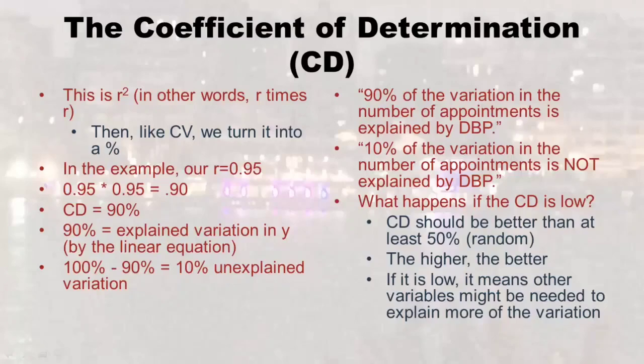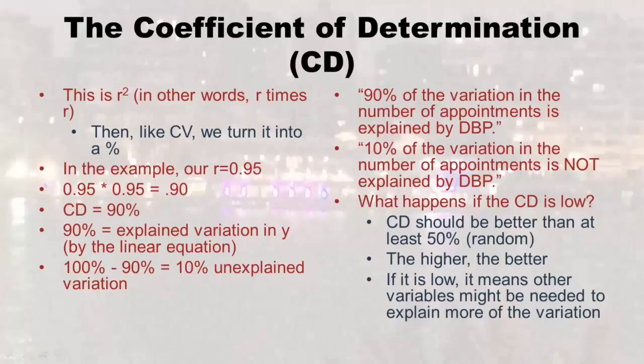CD should be better than at least 50% because that would be random, right? And the higher the better. So if you're on a test, nobody's going to give you a CD of like 60% and say, is this any good? Because, I don't know, you'd be very conflicted.